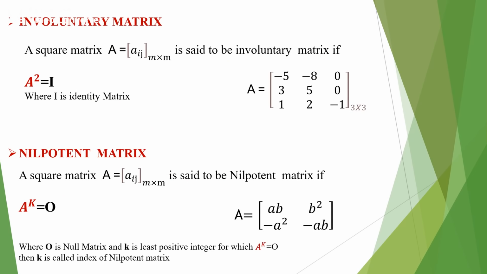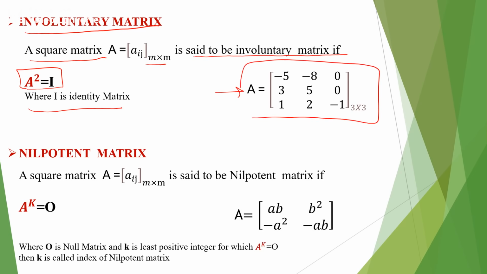Another interesting matrix is the involutory matrix. A square matrix of order m is said to be an involutory matrix if A squared gives an identity matrix. It means if we multiply that matrix by itself, we get the identity. This type of matrix we call an involutory matrix. So this is an example of that matrix. If you multiply that matrix by itself, we get an identity matrix.